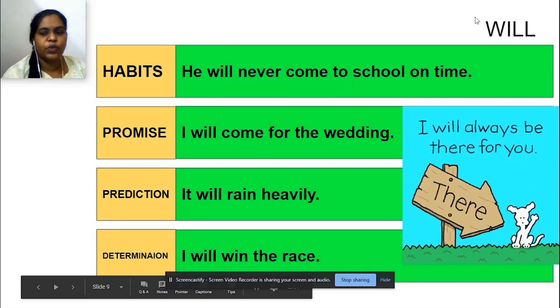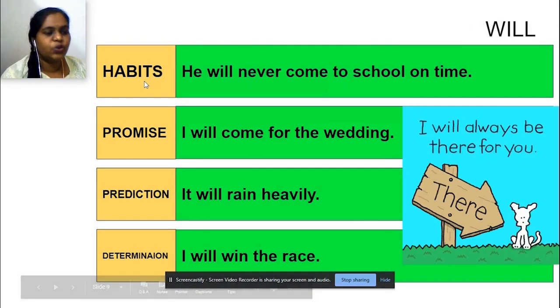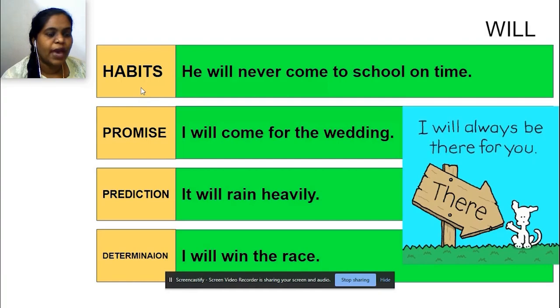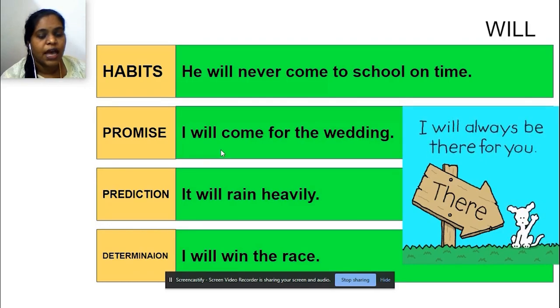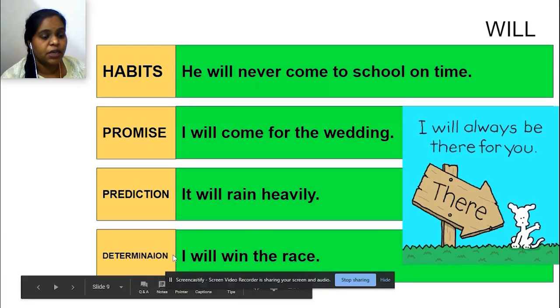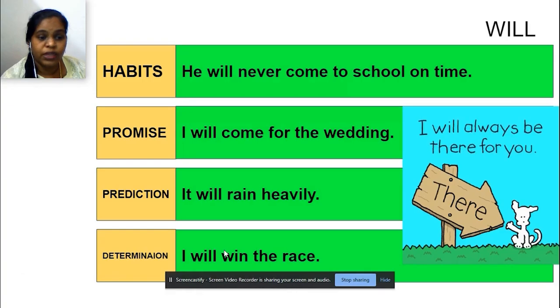The next one is will. Will is used in statements with habits. He will never come to school on time. Promise. I will come for the wedding. Prediction. It will rain heavily. Determination. I will win the race.